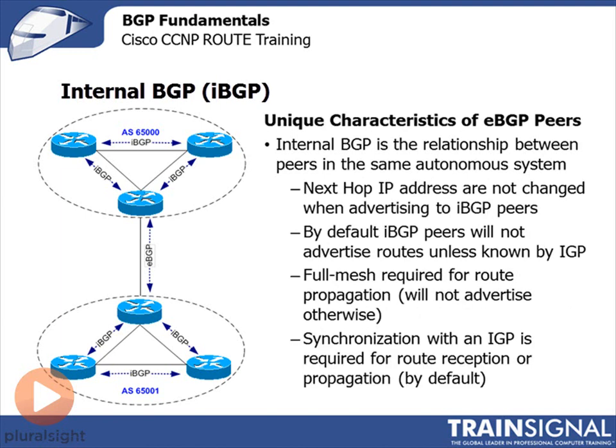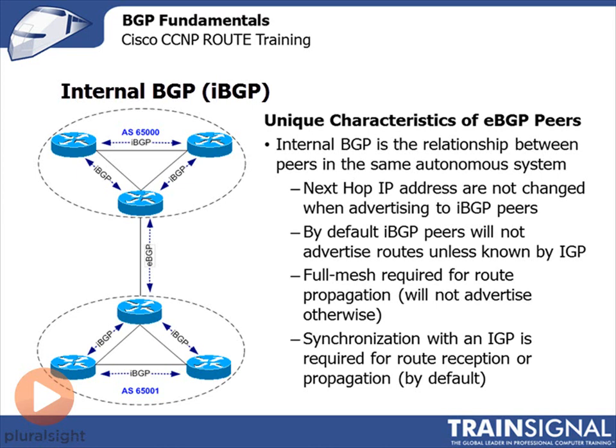iBGP peers can be particularly finicky because they have a lot more requirements than external BGP. And again, this all just comes back to loop prevention. Next hop addresses are not changed when advertising to iBGP peers. So if a route was learned from another router outside the autonomous system, and it gets to an iBGP router and is passed on, it's going to point to the next hop address of the external router. Keep that in mind. If the routes aren't known in the IP routing table, iBGP is not going to advertise them, sometimes called synchronization.